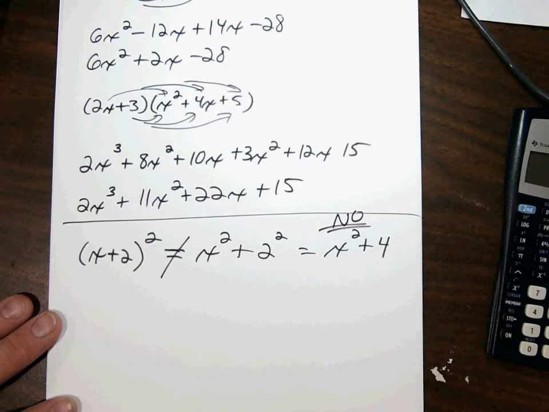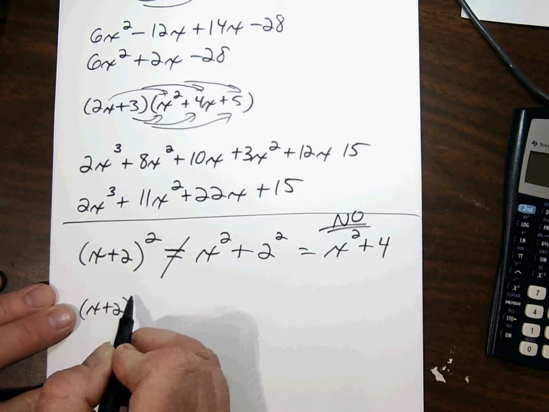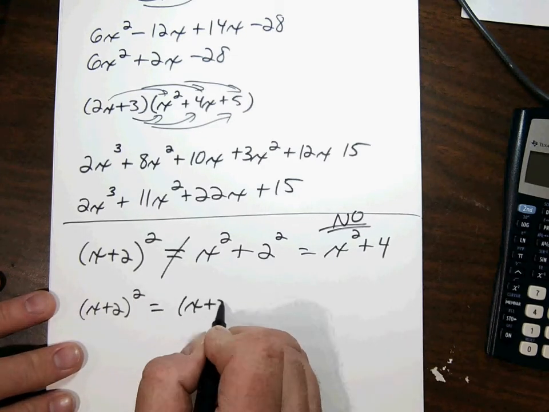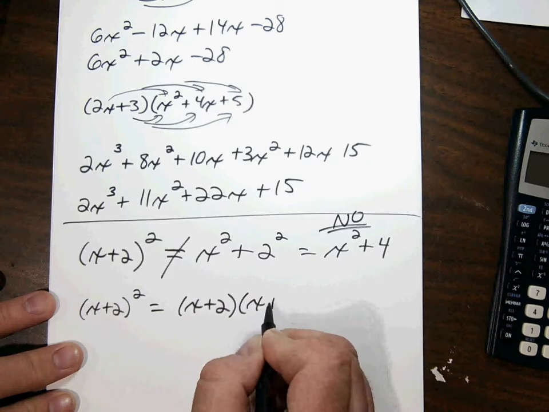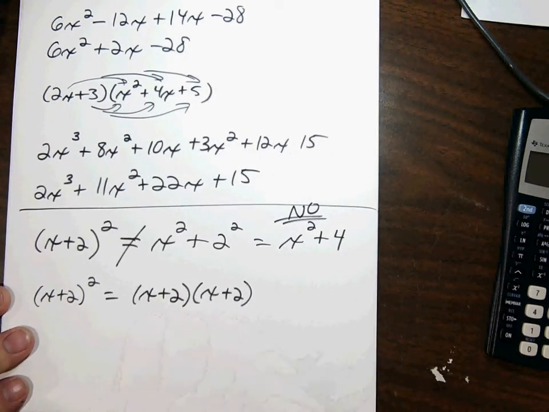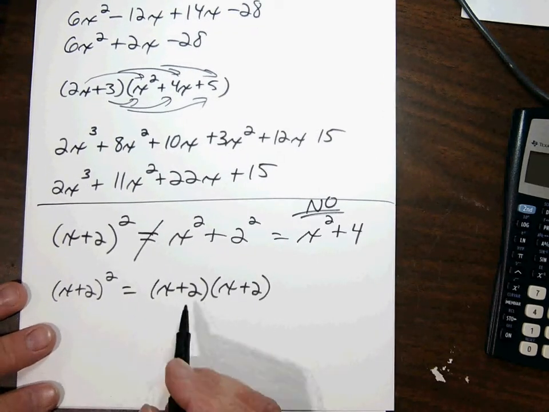Not correct. Okay? (x + 2) squared. What does that square mean? It means take this creature and multiply it by itself twice, right? Well, now look at it. Now it's a FOIL process. We didn't do a FOIL process right there. That's why it's wrong. FOIL process.